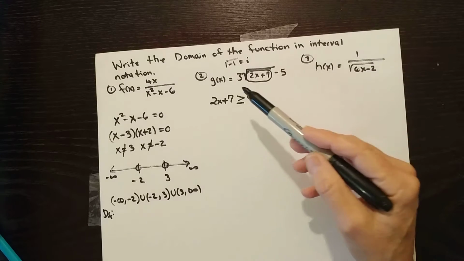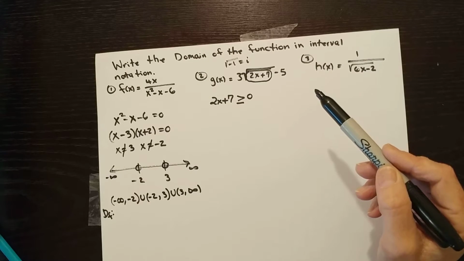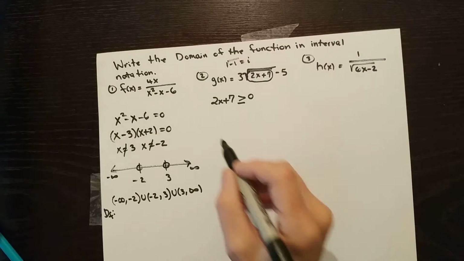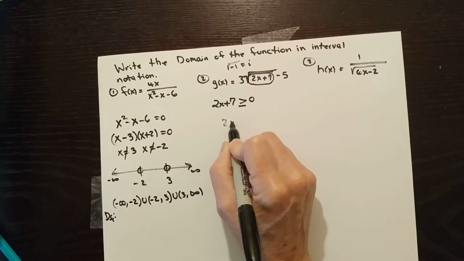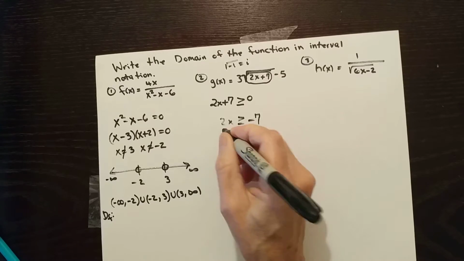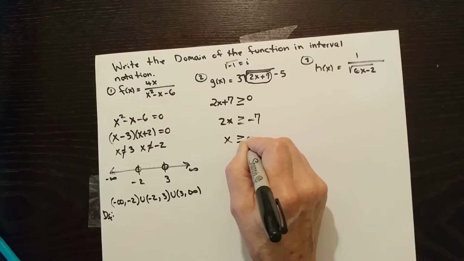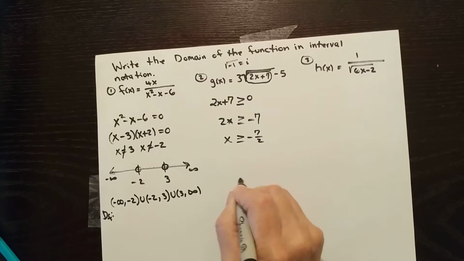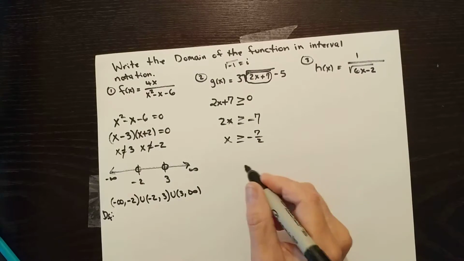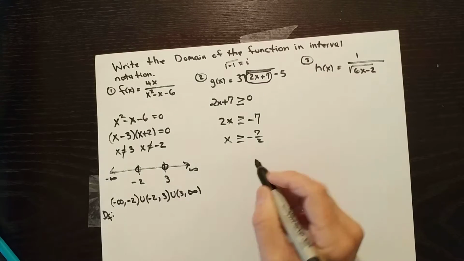Notice that I didn't worry about the 3, I didn't worry about the negative 5, because those were not under the square root symbol, so those are not a problem for me. So I solve for x. 2x is greater than or equal to negative 7. I divide both sides by 2, and I get x has to be greater than or equal to negative 7 over 2. So as long as x is greater than or equal to negative 7 over 2, I'm not going to be putting negative numbers in here, and I will be in an okay domain.